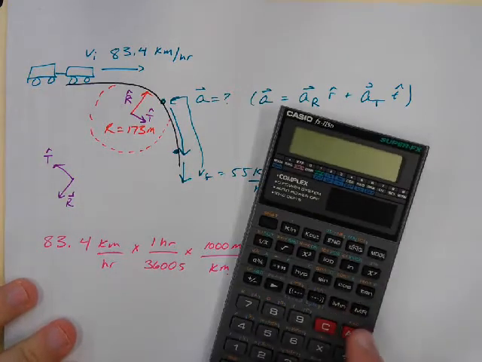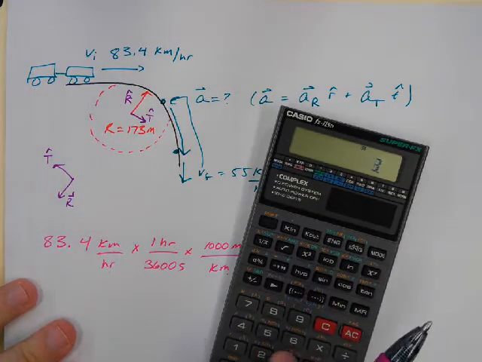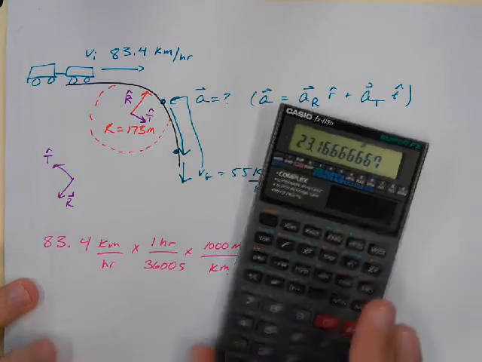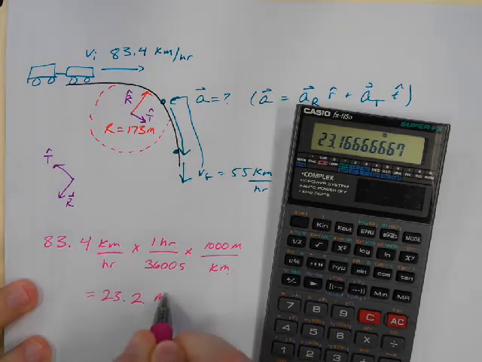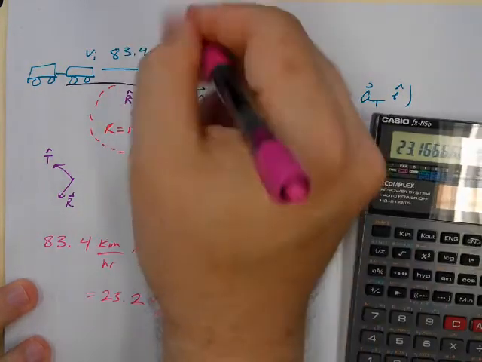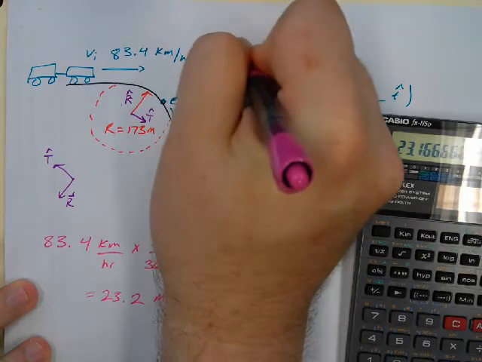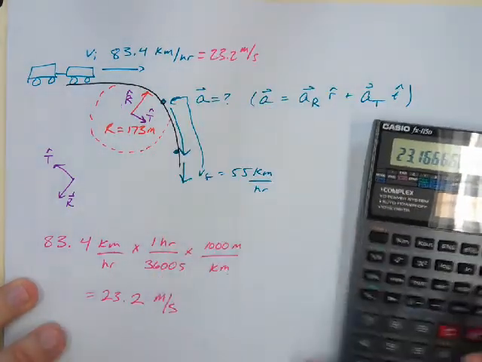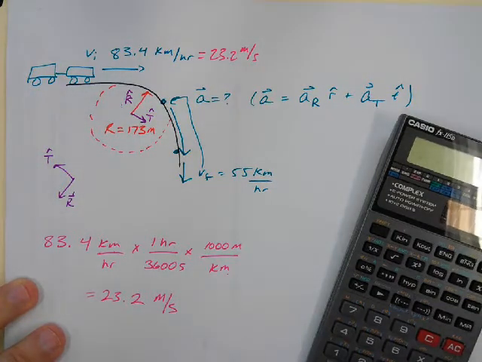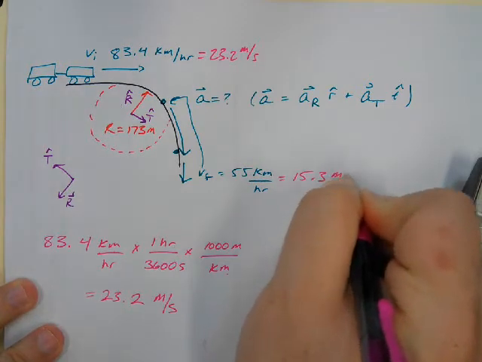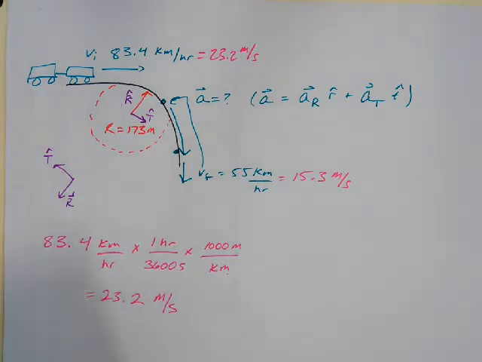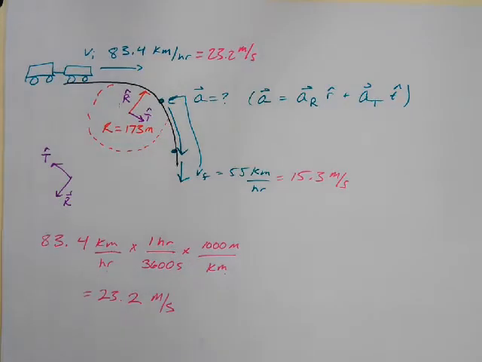We'll do it all the way through: 83.4 times 1,000 divided by 3,600. And this is 23.2 meters per second. So we'll put that in. And we'll do the same thing down here. And what we get is that this is 15.3 meters per second. Okay. So we've got that. That's real good.